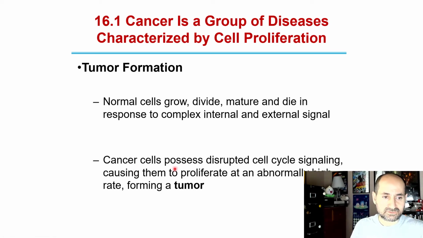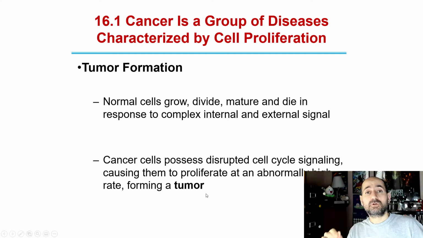So cancer cells have disrupted cell cycle signaling. Something is wrong. They're not responding to these internal signals or these external signals correctly anymore. Does that make sense? That causes them to proliferate at an abnormally high rate, forming a tumor. Something went wrong with the cell cycle control.